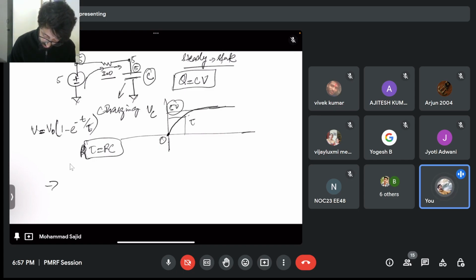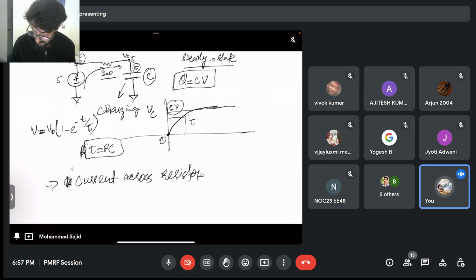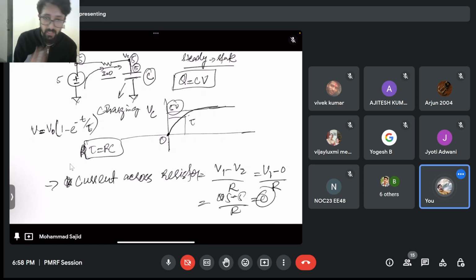As we saw for current across a resistor, it is V1, it's V2. Initially it would have been V1 minus V2 by some R. Now initially the capacitor was uncharged, therefore it would have been V1 minus 0 by R. Some current will flow, and then this potential starts rising. The final will be 5 minus 5 by R, that will be 0. So current starts to drop. So it takes some time.